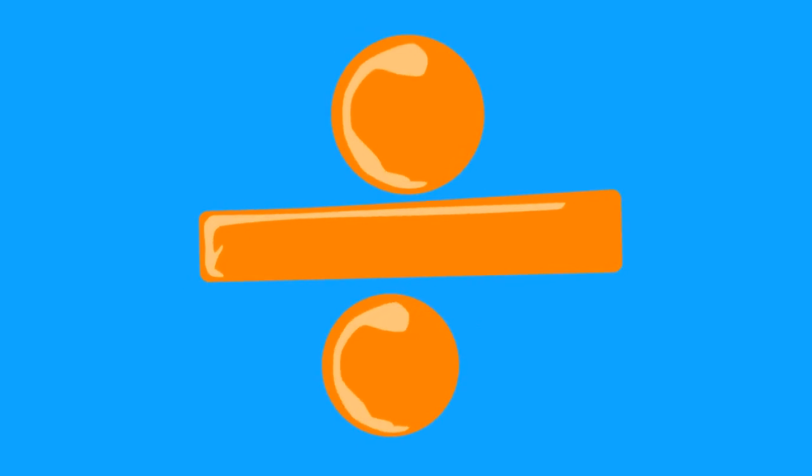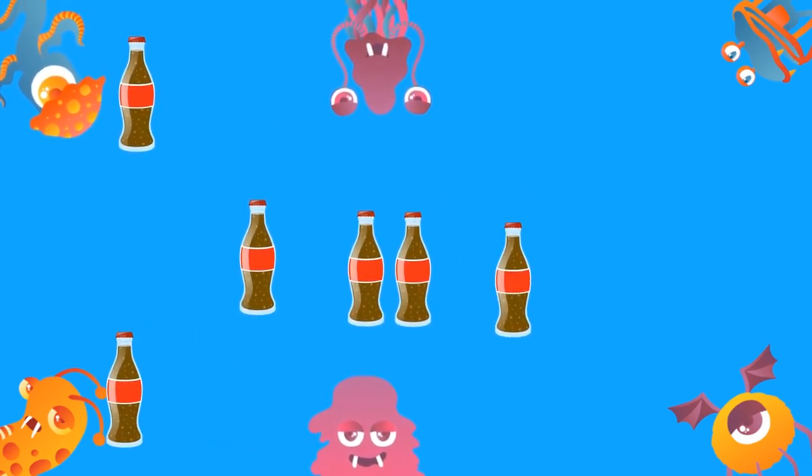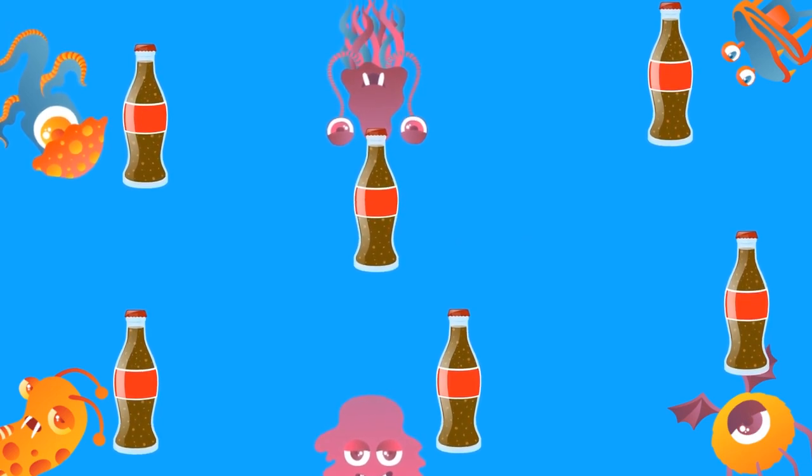Finally, we have division. This is simply the opposite of multiplication. It represents quantities being divided up or shared out. It is much faster and easier than subtracting numbers over and over again.